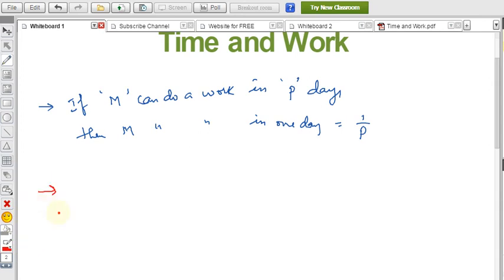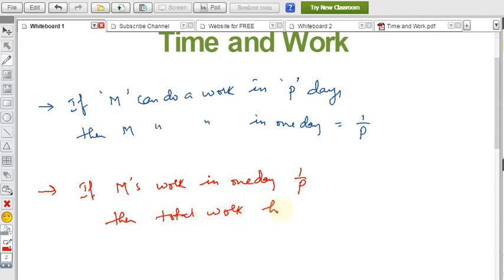Similarly, if M's one day work is 1/P, then the total work can be completed by M in P days. Okay, both are vice versa, just reverse. If you can do a work in P days, it means 1 day is 1/P. If 1 day is 1/P, it means you can complete the work in P days.